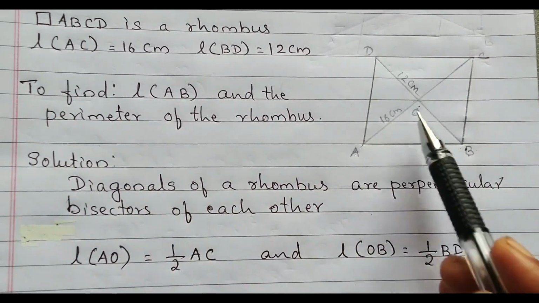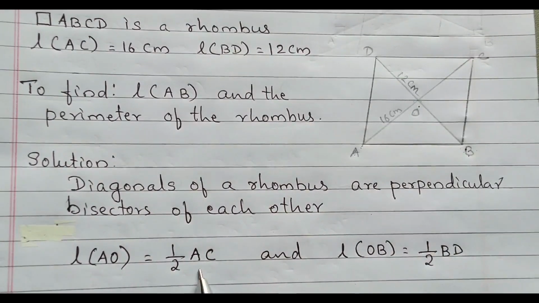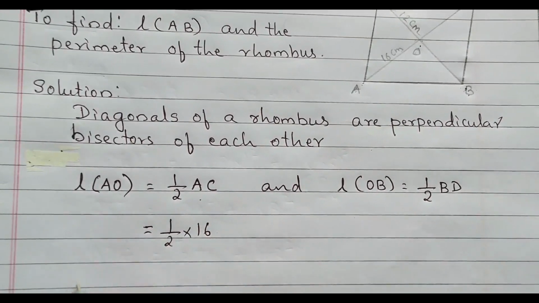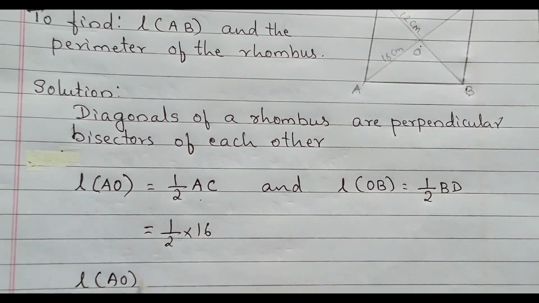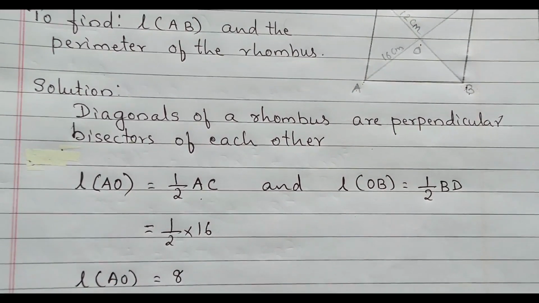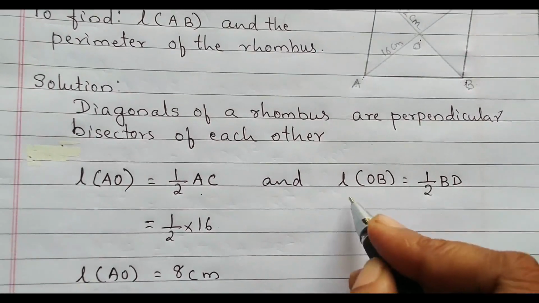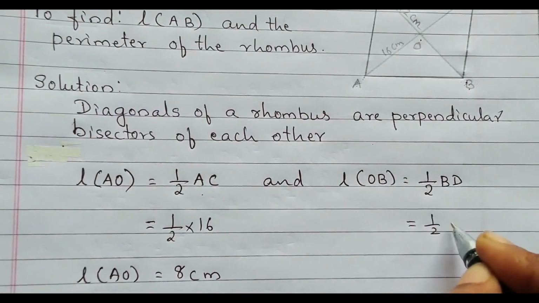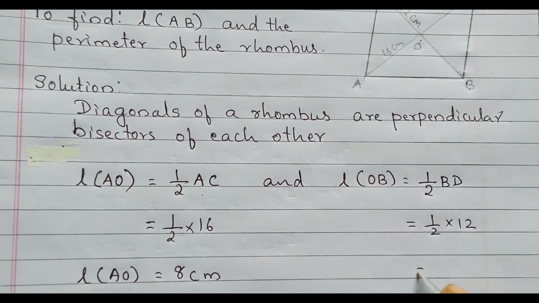That means the length AO is half of the diagonal AC. That is, length AO is half of 16, which is 8. So length AO is 8 centimeters. And length OB is half of BD, that is half of 12, which means it is 6 centimeters.